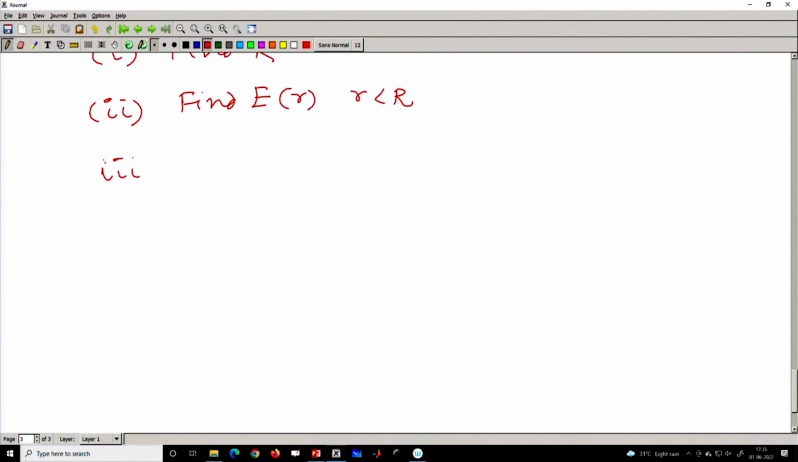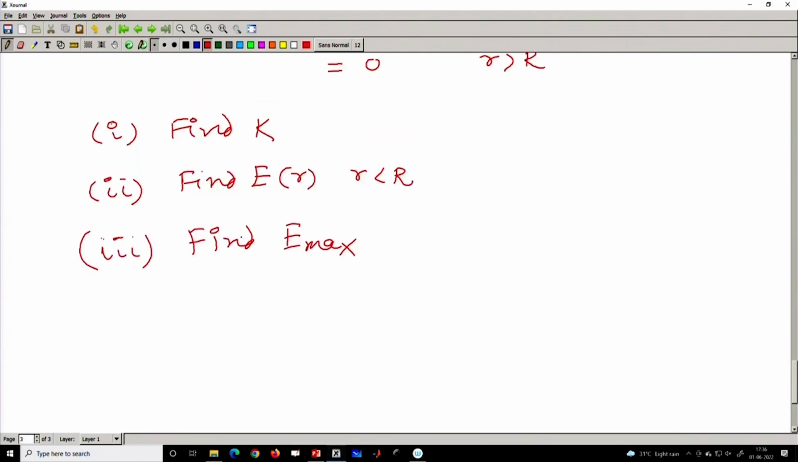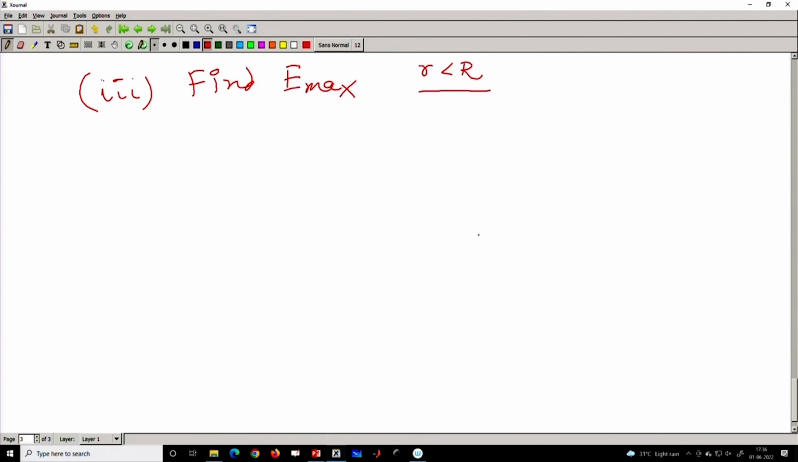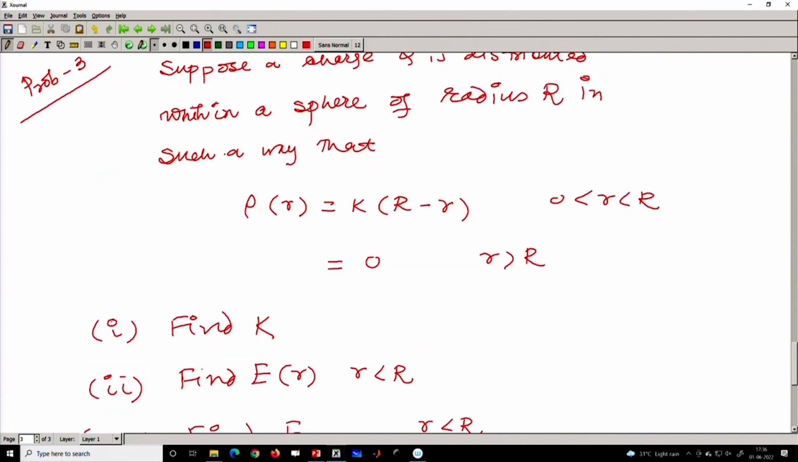Third point is to find E max. So, there should be a maximum field, then find out where the field will go to maximum for r less than R, again this condition. So, here we find E(r), and now we need to find out what is the maximum r, and these are the 3 problems we need to do.